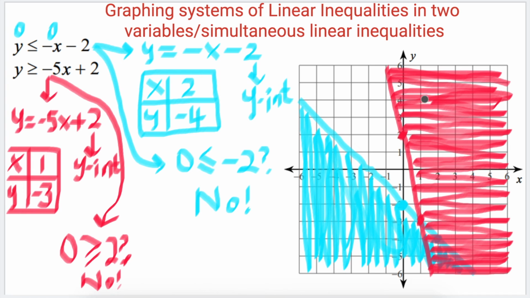Now, once I shade the right side here, I need to look for where the red region overlaps the blue region, and it's simply this zone down here. So any value that you choose in this little triangular zone here is the solution of this system.